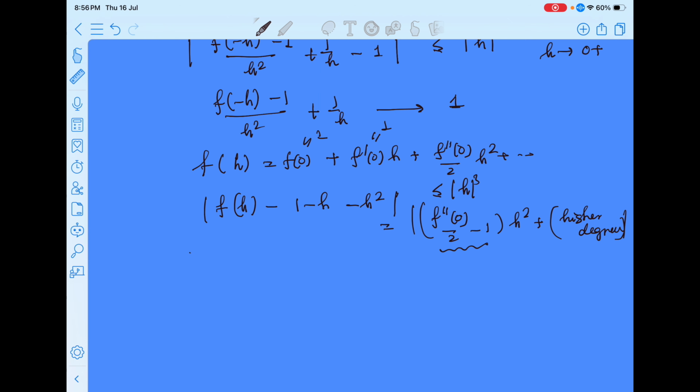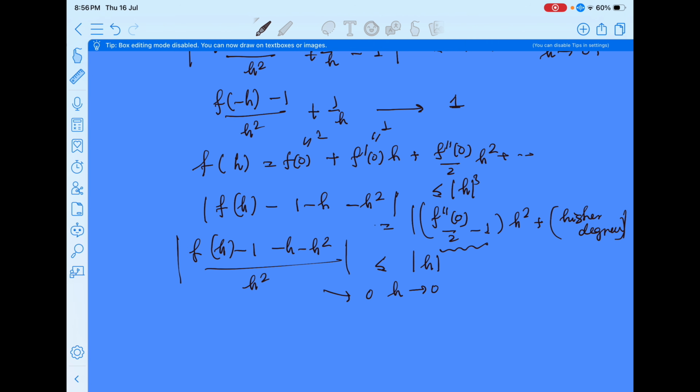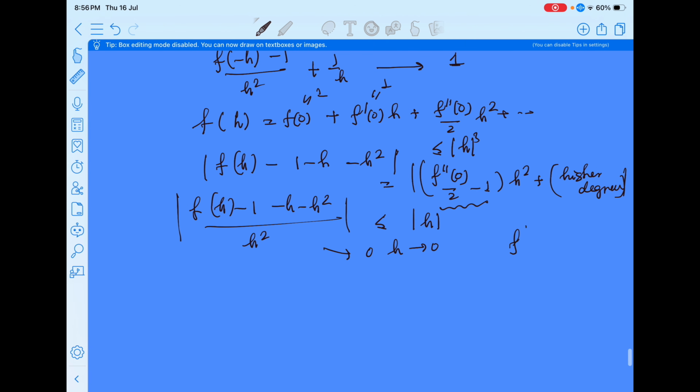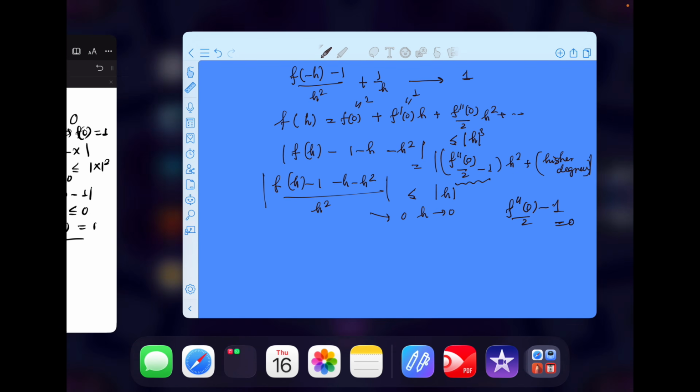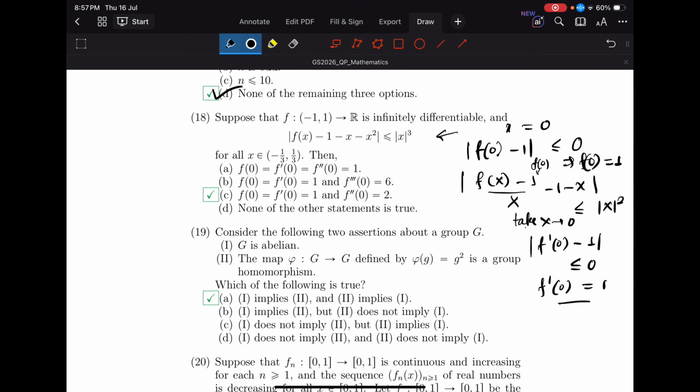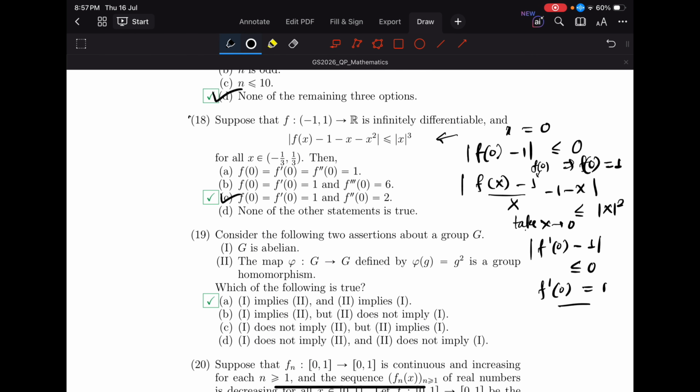Or rather, you can say |f(h) - 1 - h squared| divided by h squared is less than or equal to |h|. So this fraction has to tend to 0 as h tends to 0. Then if you divide both sides by h squared, you are left with f double prime 0 by 2 minus 1, which has to be 0. f double prime of 0 is 2. This is for competitive type exams. So this option is correct. So we are done with this.